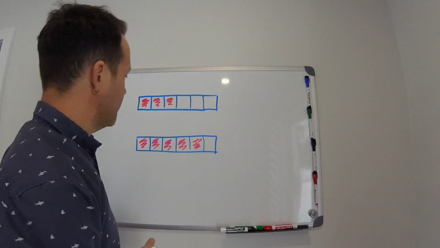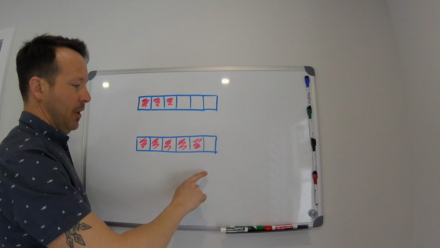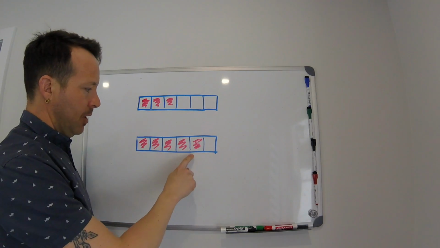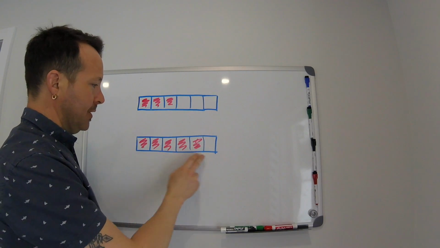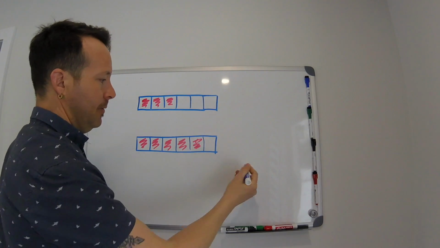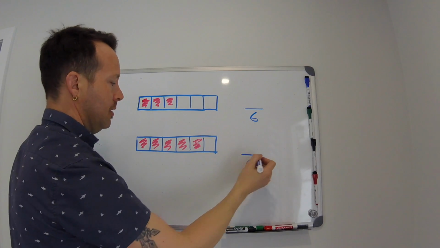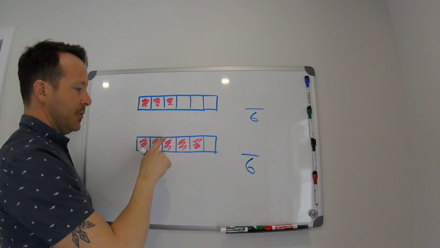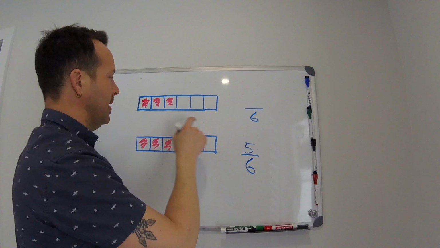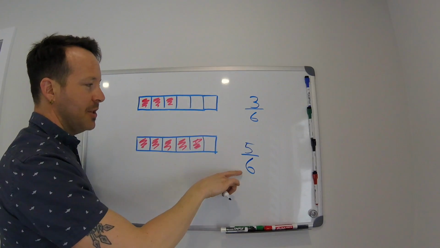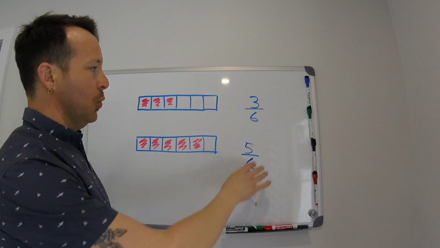Okay, another quick one. So we have these 2 pictures. Again, they're both the same amount of pieces. So this one has 6 as the denominator, and this one has 6 as the denominator. This one has 1, 2, 3, 4, 5 pieces shaded in, and this one has 3. So these are our 2 fractions. Remember, the denominators are the same. And so we're ordering these.